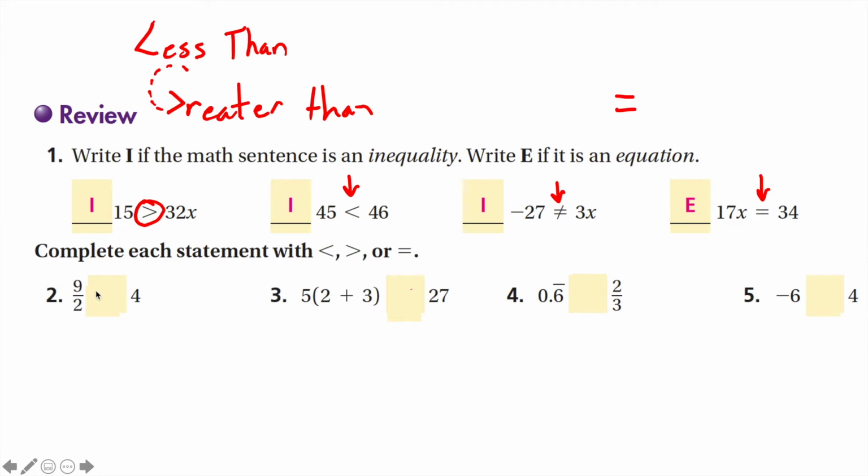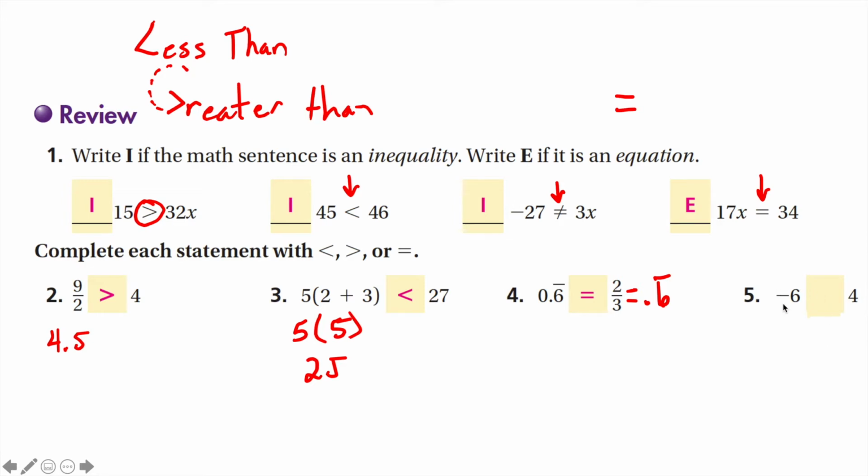Can you complete each statement with less than, greater than, or equal to? Is 9 over 2 less than, greater than, or equal to 4? Well, 9 over 2 is 4.5. 4.5 is greater than 4, so 9 over 2 should be greater than 4. 2 plus 3 gives you that 5. You have to multiply out that 5 with the other 5, giving you a total of 25. And is 25 less than, greater than, or equal to 27? Less than. 0.6 repeated is the exact same thing as 2/3. 2/3 is just going to become 0.6 repeated, which means this answer should be equal.